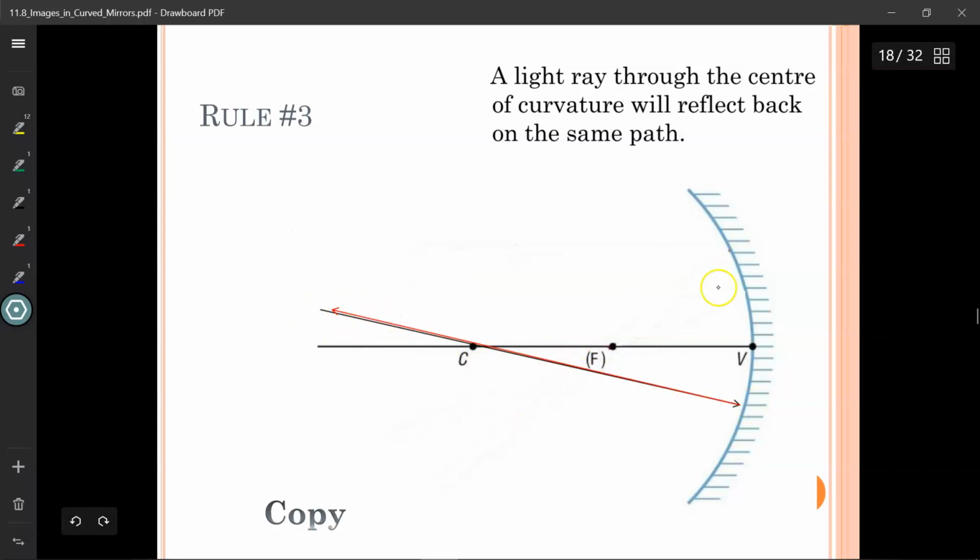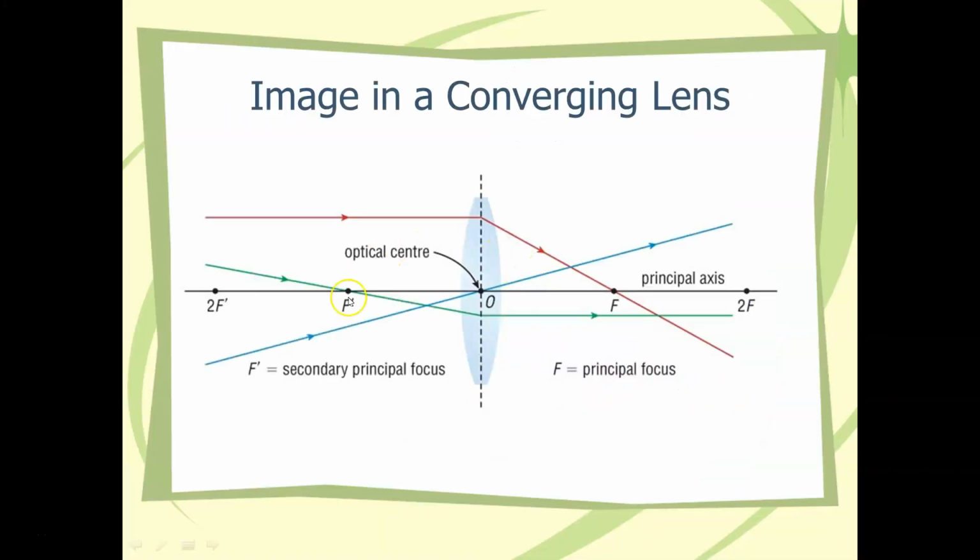Now you notice with curved mirrors, they have a focal point and a center point. The center point distance to the focal point distance is the same as the focal point distance to the vertex. So these two distances are identical. Well, instead of a center point and a focal point, we now have an f and a 2f. But again, these lengths are identical. So the distance from f' to the optical center is the same as f' to 2f'.